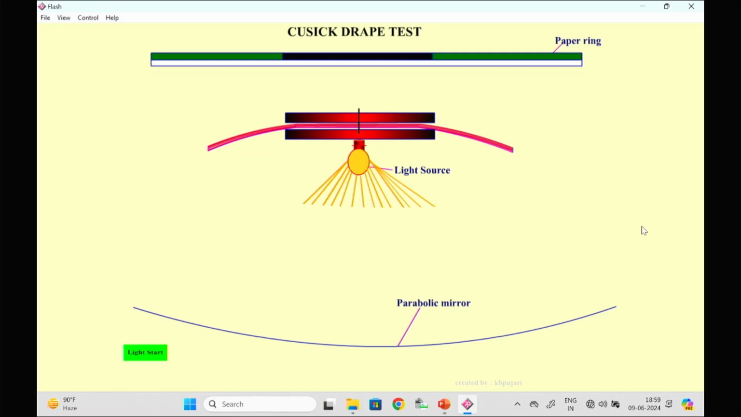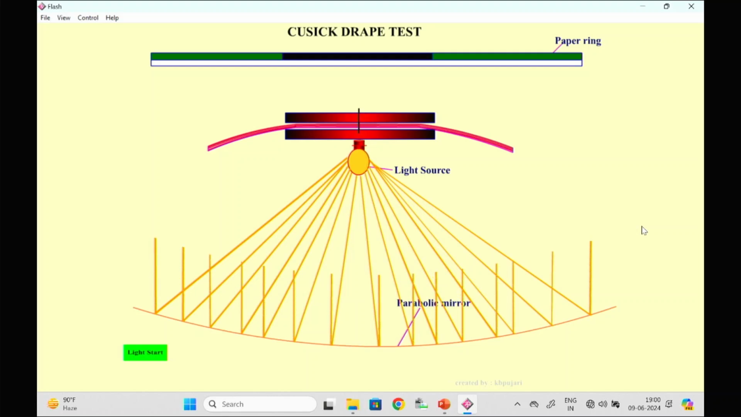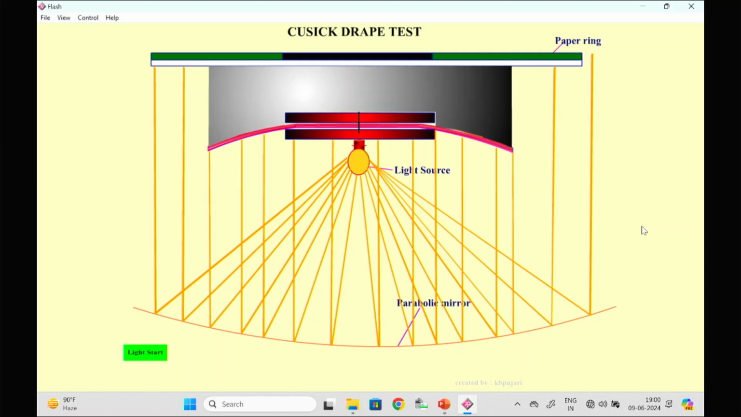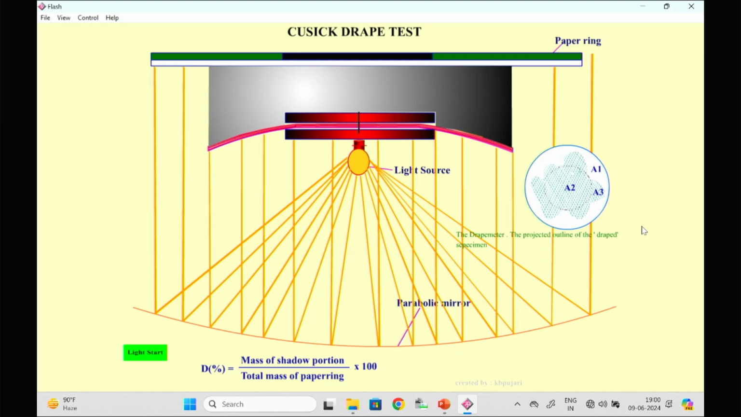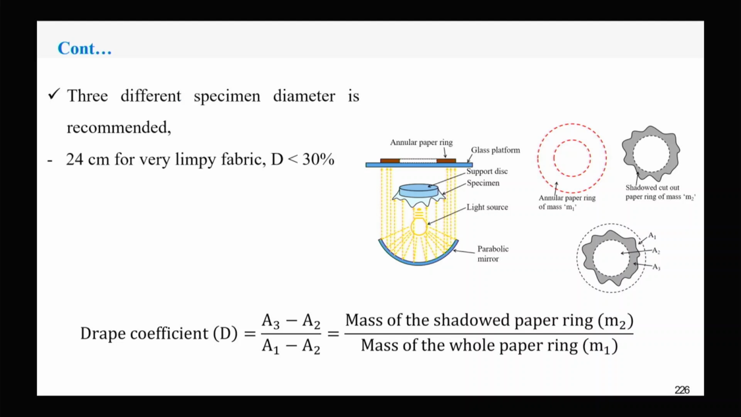So light is falling on the parabolic mirror. The divergent light falls on the parabolic mirror, and after reflection the light becomes parallel. The parallel light is projected on the draped fabric, and the shadow is generated on the paper ring, so we can cut it out. So the mass of the shadowed portion by the total mass of the paper ring is the drape coefficient. Different diameters of fabrics are recommended depending on the drape coefficient range.